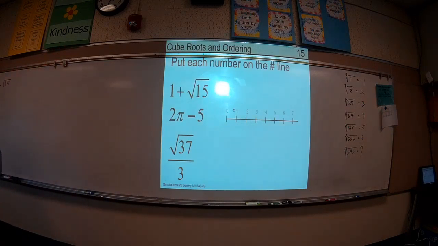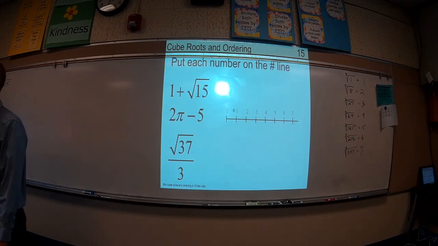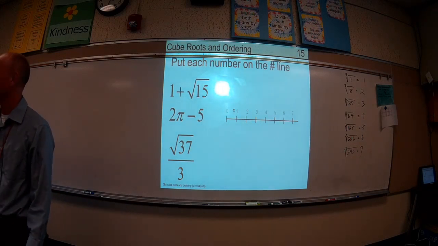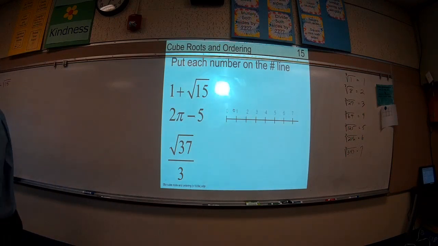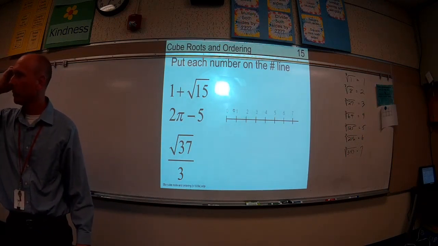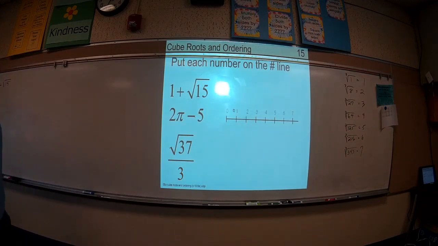All right, here we go. I want you to estimate on your whiteboard 1 plus the square root of 15, and I don't want a 0.1 or a 0.9. Just give me a number. 1 plus the square root of 15 on the whiteboard, and that's all I want on the whiteboard. I like that number. I don't like that number.